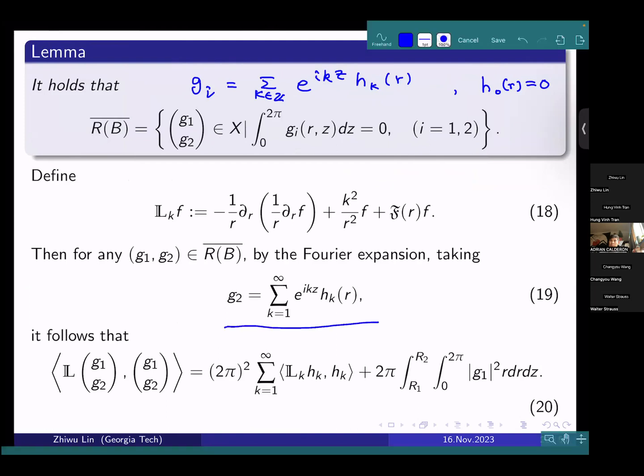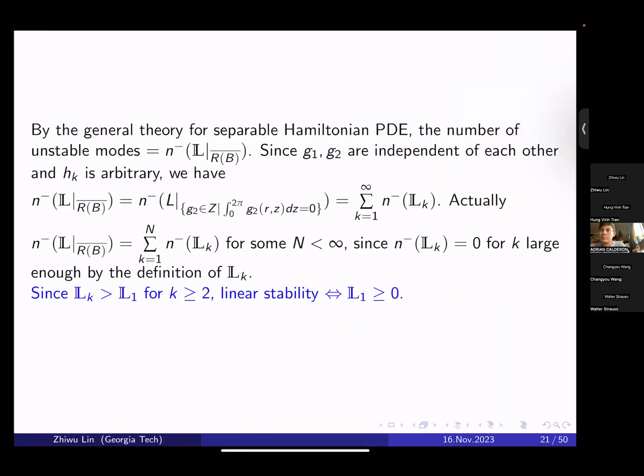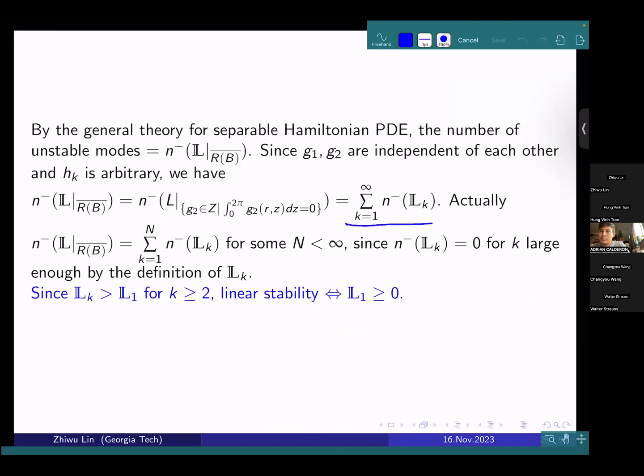Okay, we do the Fourier expansion. Now it turns out the projective form of L is diagonal in the following sense. If you look at each of the Fourier components, the operator is reduced to an ODE operator, indexed by K. Okay, now we can draw the following conclusion. The number of unstable modes for an MHD system is given by the following summation, for K equal to 1 to infinity, M minus LK.